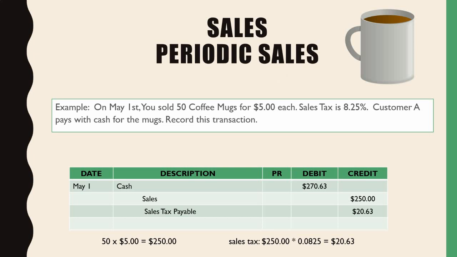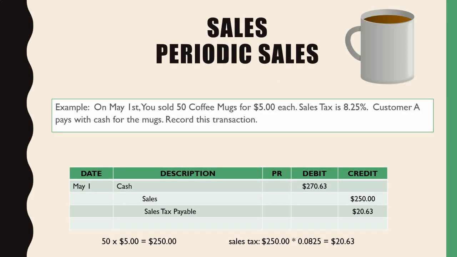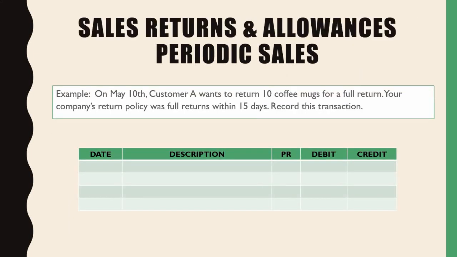That's what you have to recognize, right? What did you do? What is the main transaction at hand? You sold coffee mugs, and you got some form of payment out of it. Okay? So now, let's say we fast forward, it's now May 10, and this customer wants to return 10 coffee mugs for a full refund. Of course, your company's return policy was a full refund within 15 days. So if we sold it to them on May 1st and it's only 10 days, they fall within the company policy. So therefore, you must issue them their refund.